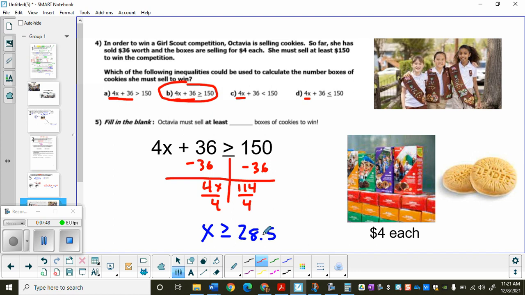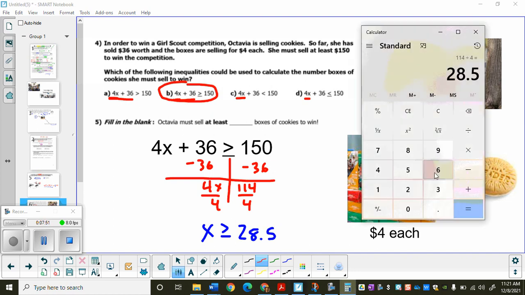Now, if she only sells 28 boxes, let's do 28 times 4 plus the 36 she's already earned. That's not going to be enough. So we can't round down here. We need to round this up. Let's try 29 boxes: 29 times the $4, and then plus the 36. There we go. Even though that's more than the 150, that's okay.